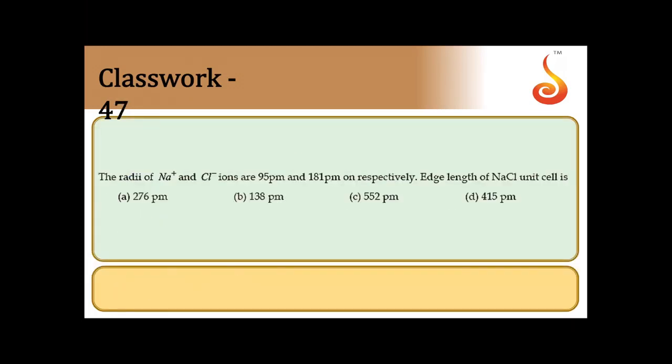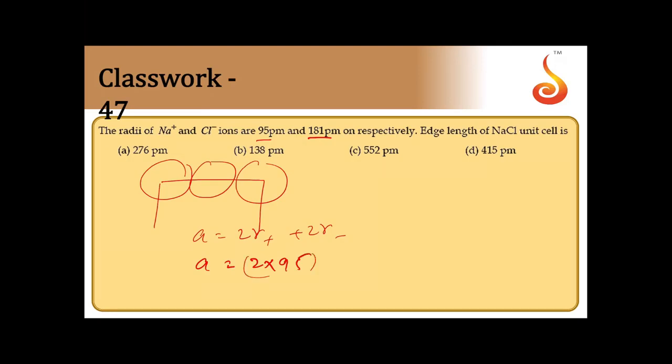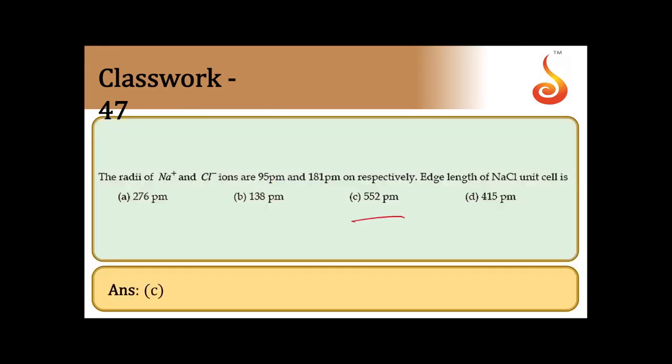Next. Radii of Na plus and Cl minus are given to us. The edge length of NaCl is equal to... Just now we have solved this model. In the case of NaCl, edge length a will be equal to 2r plus plus 2r minus. They are given radii of these two. So edge length will be equal to 2 into 95, excuse me, 2 into 181, which is equal to 552. So the answer is option C.